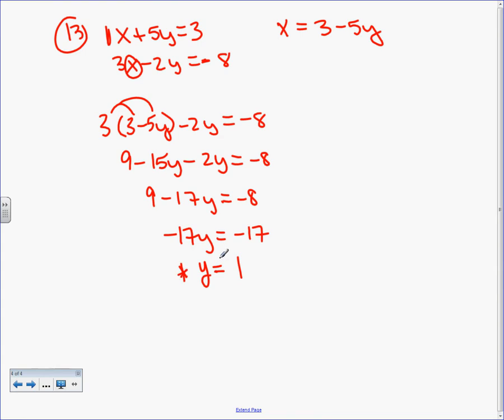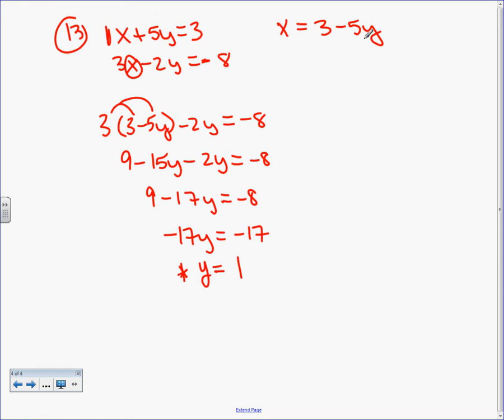I don't circle that. If I circle it, I think I'm done and I'm obviously not because what am I still missing? I need the x, right? So I don't circle it, but I put a star by it or something. So what do you think we should do to find x? Substitute again. Right? So whenever we get y, I can plug it into the top one or the bottom one. It doesn't matter which one. And I try to get y.